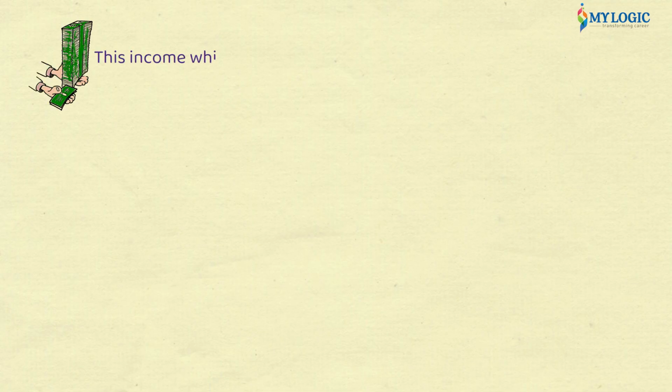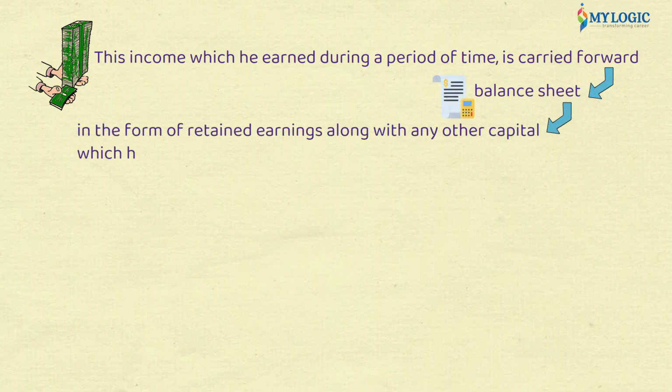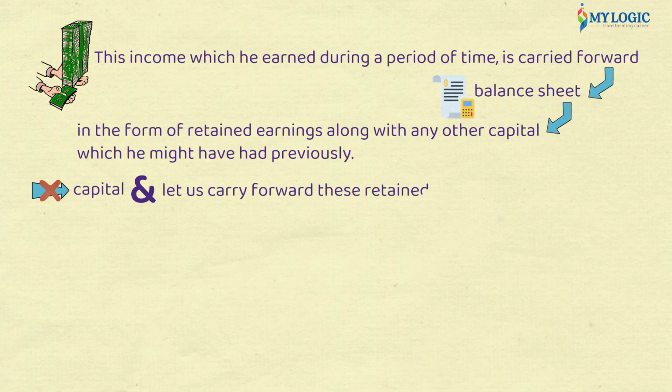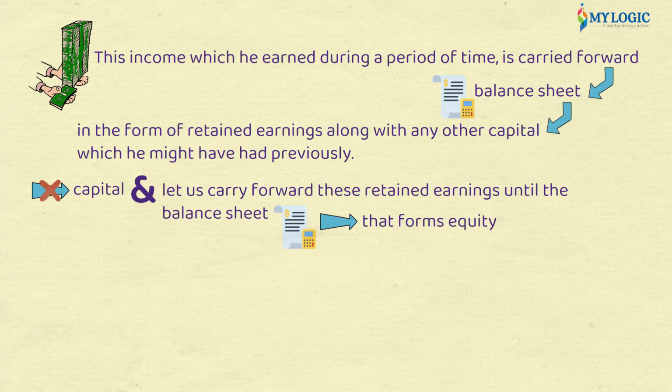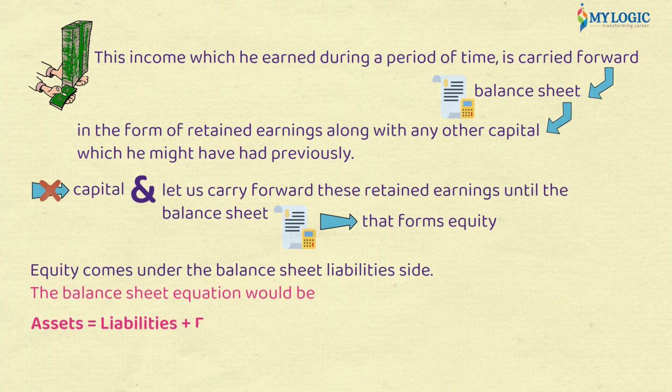This income which he earned during a period of time is carried forward into the balance sheet in the form of retained earnings, along with any other capital which he might have had previously. Now let us assume he didn't have any capital, and let us carry forward these retained earnings to the balance sheet, where they form equity. Equity comes under the balance sheet liabilities side. The balance sheet equation would be assets is equal to liabilities plus equity.